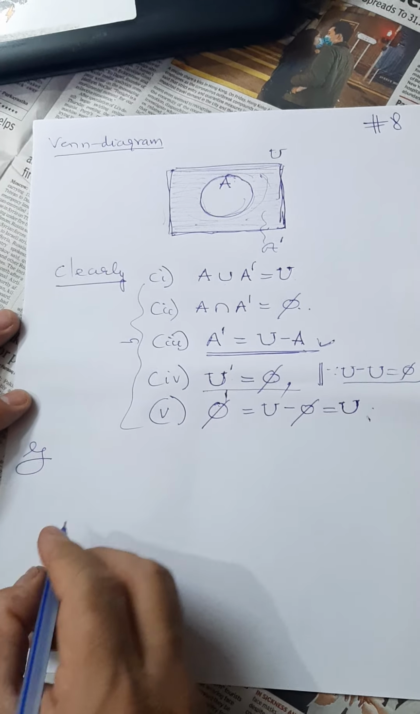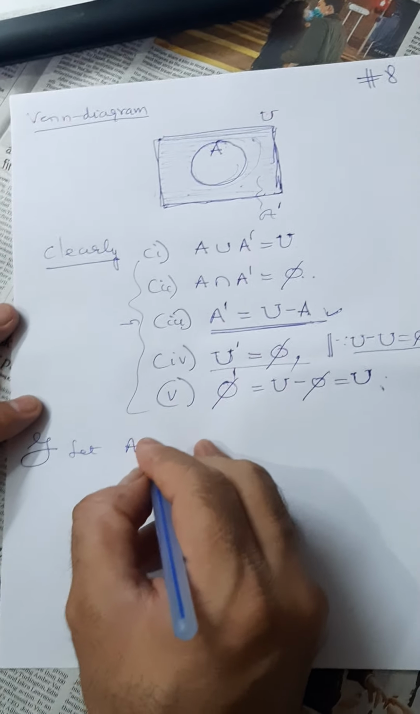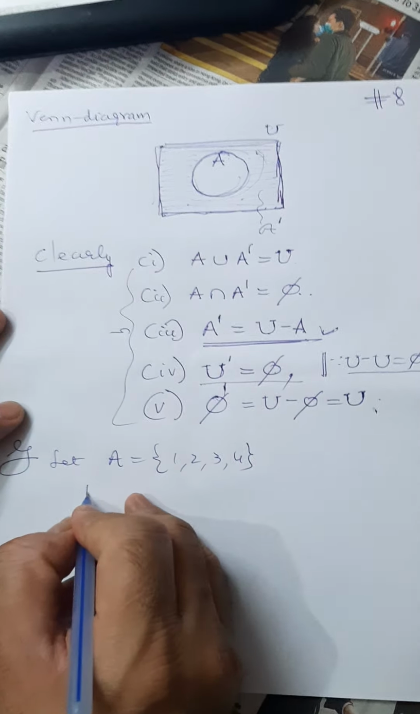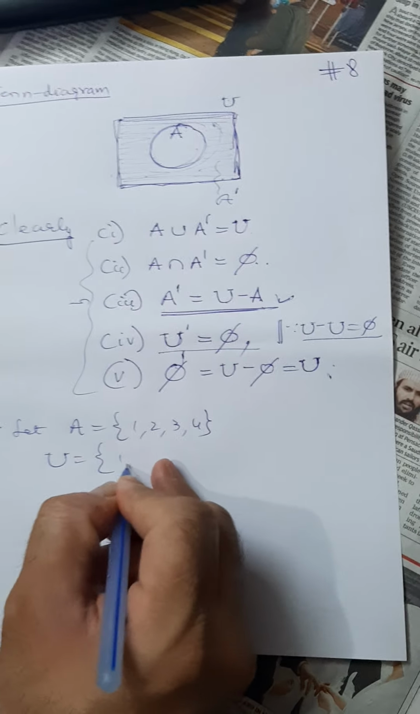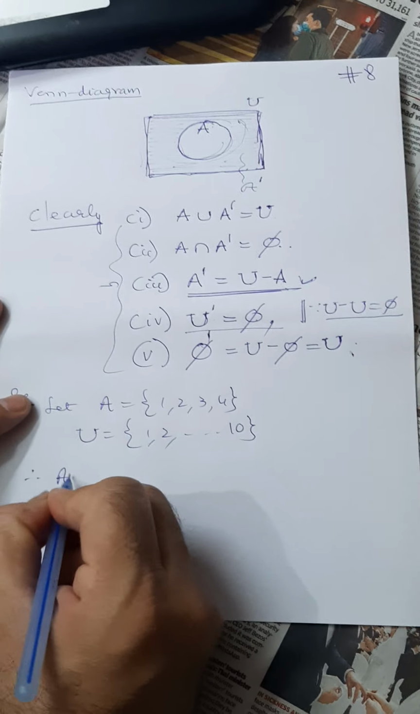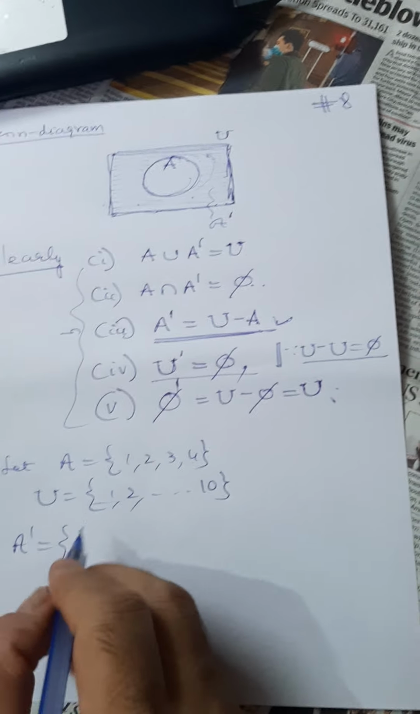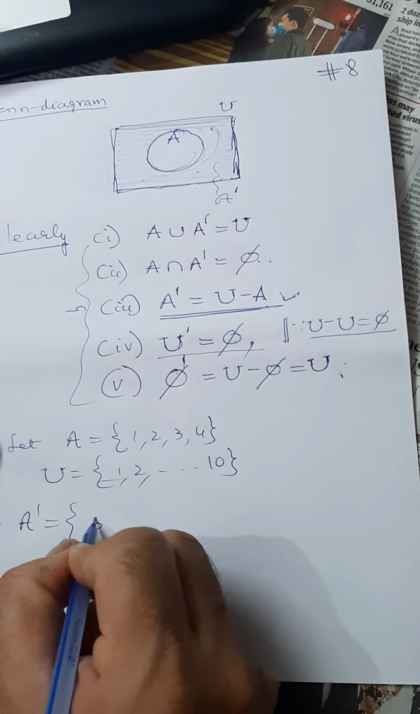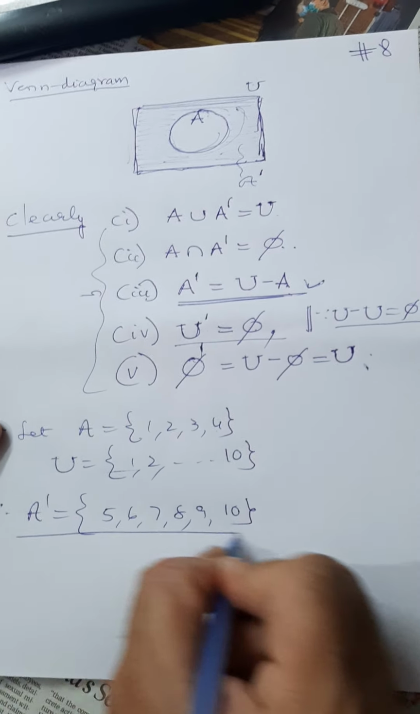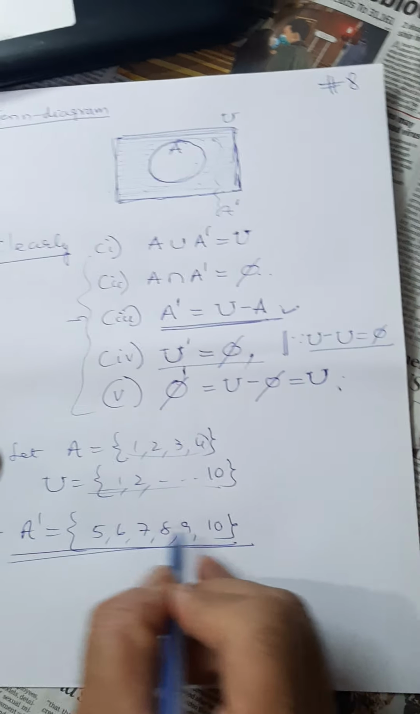For example, let's take A equals, I'll take here 1, 2, 3, 4, and universal set equals 1, 2 up to 10. So then what is A dash? A dash will be from universal set you drop these 4 members. So 5, 6, 7, 8, 9 and 10. From universal set you drop 1, 2, 3, 4. So you are left with this. This is A dash.